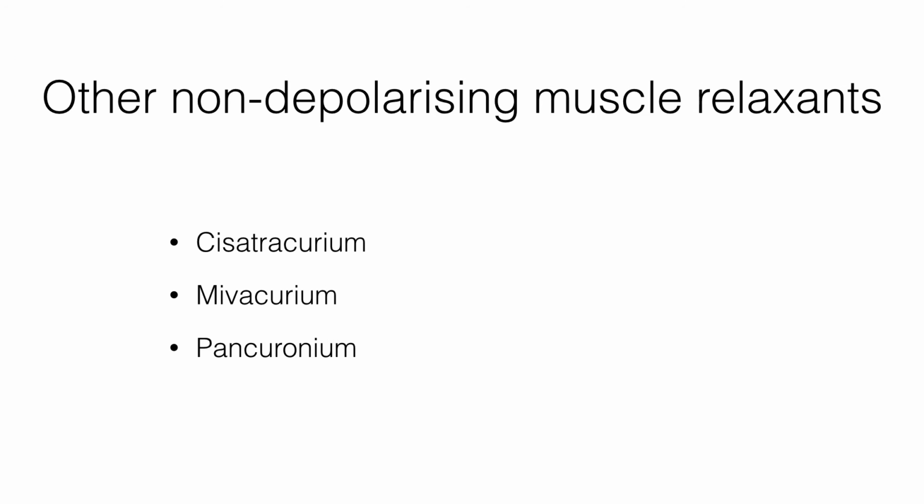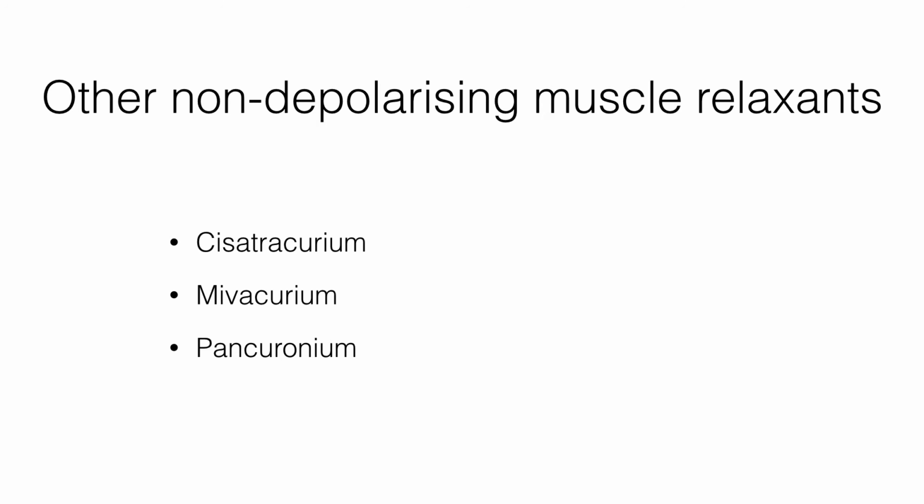I want to go on and talk about a few of the other muscle relaxants. So cisatracurium is actually one of the isomers of atracurium, atracurium being made up of 10 isomers. And the isomer that's used for cisatracurium is actually one of the more potent isomers found in atracurium. And as a result, it needs to be given in a lower dose. It's typically given in a dose of 0.15 milligrams per kilogram.